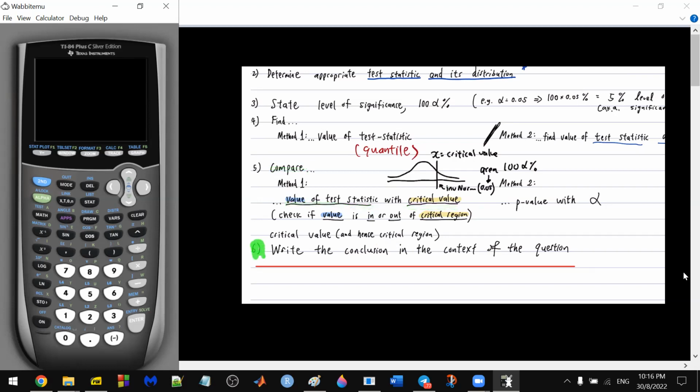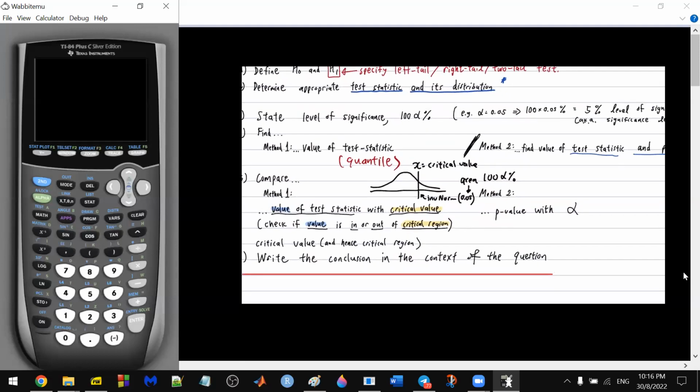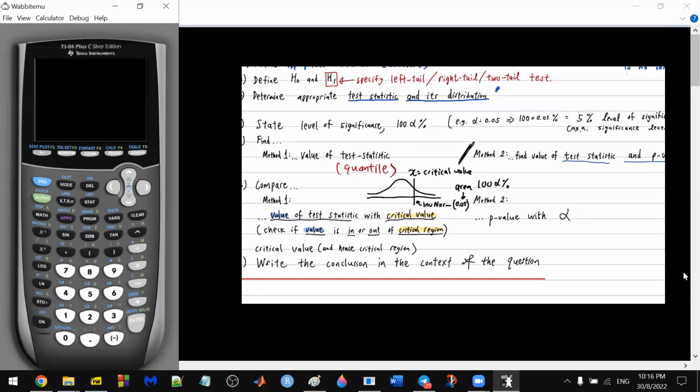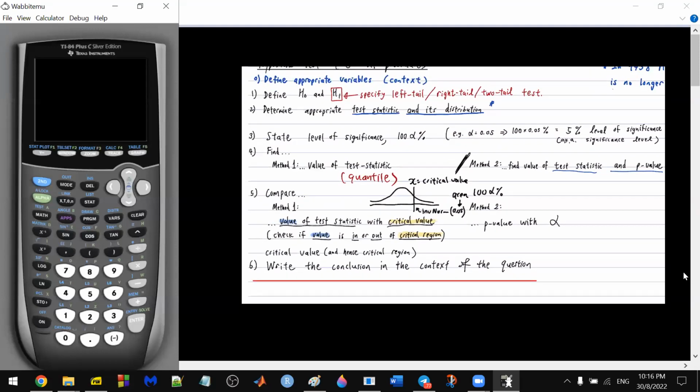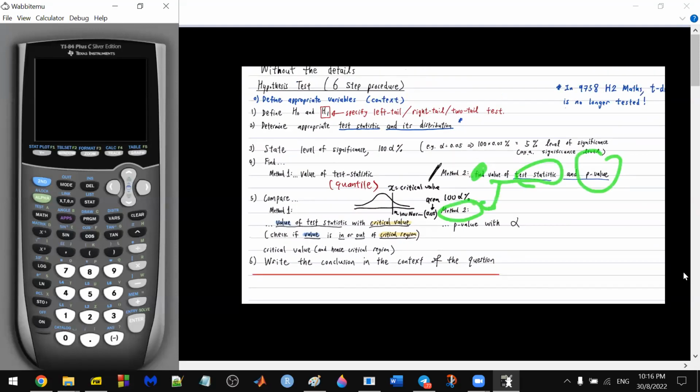Then next one, number 6. Write the conclusion in the context of the question. I'll explain later. Then for method 2, let's just finish up first. The first step was to find the value of the test statistic as well as the p-value. Then after that, you have to compare the p-value with alpha. Do you know how to compare this one?